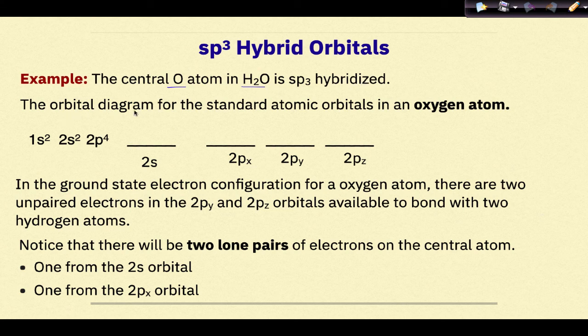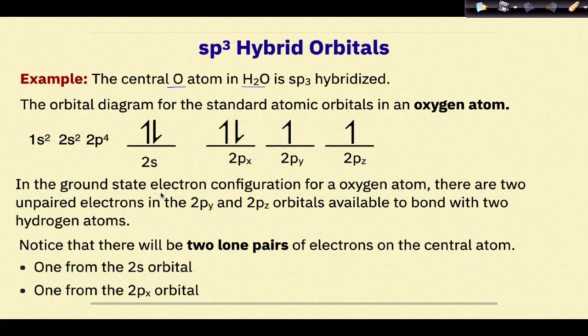The orbital diagram for the standard atomic orbitals in an oxygen atom is displayed below. Again, I'm leaving out the 1s2 sublevel. So the electron configuration is 1s2, 2s2, 2p4. So in the 2s orbital, we have 1 electron up and 1 electron down. And then in the 2p sublevel, we have 1 electron in 2px, 1 electron in 2py, 1 electron in 2pz, and then we double back up in the 2px orbital.